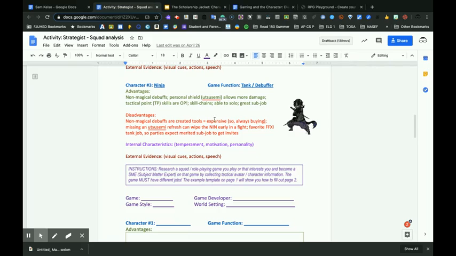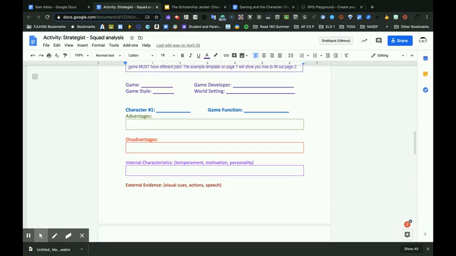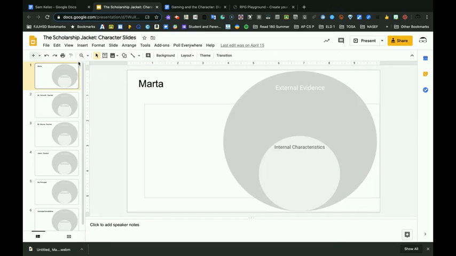From there, students selected a game, and together they took on specific characters and they looked at advantages, disadvantages, internal characteristics, and then external evidence, visual cues, action, speech of those internal characteristics, what their motivations were, their temperament, and their personality. We then read the story, and as we're reading the story, students contributed to these slides.